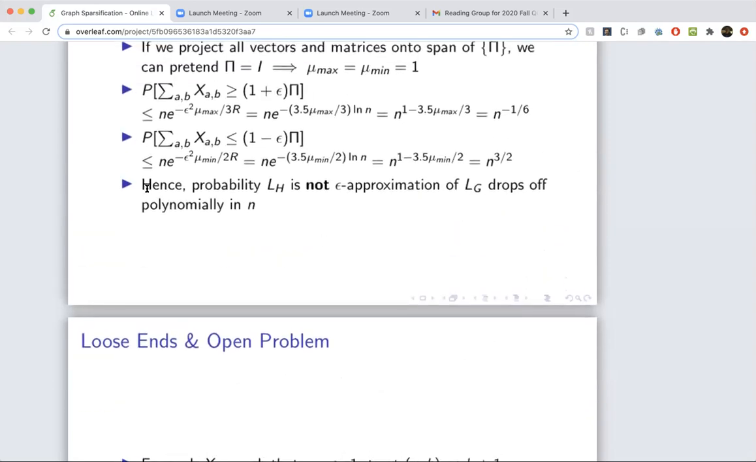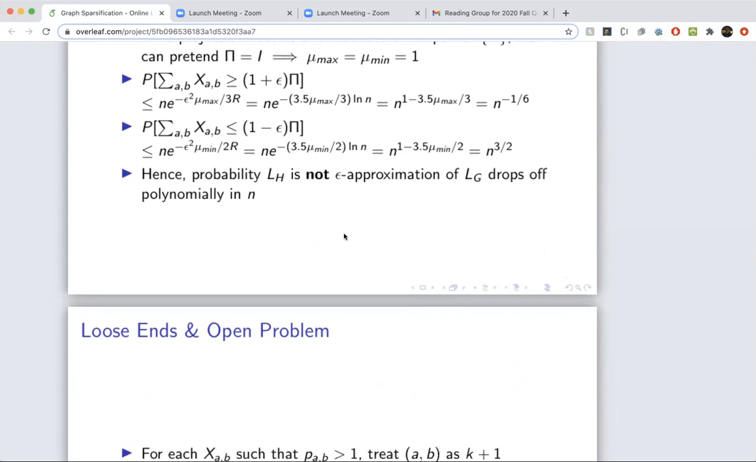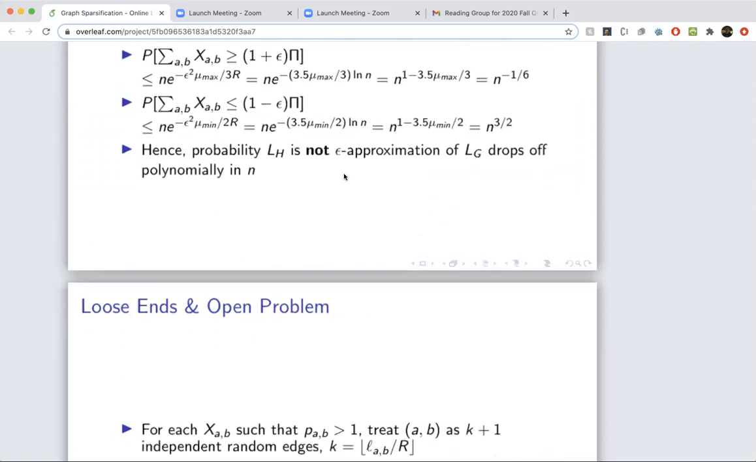So the big picture here, again, apologize for a ton of notation and algebra that has to be done in these two steps, but the probability of the Laplacian of our sparsified graph not being an epsilon approximation of the Laplacian of the input graph will drop off polynomially in the number of nodes in the input graph. So as our graph grows bigger and bigger, if we use this random construction based on the values that we discussed above, the probability of H being a good epsilon approximation of our input graph G grows. And so this is convergence, kind of like in probability.